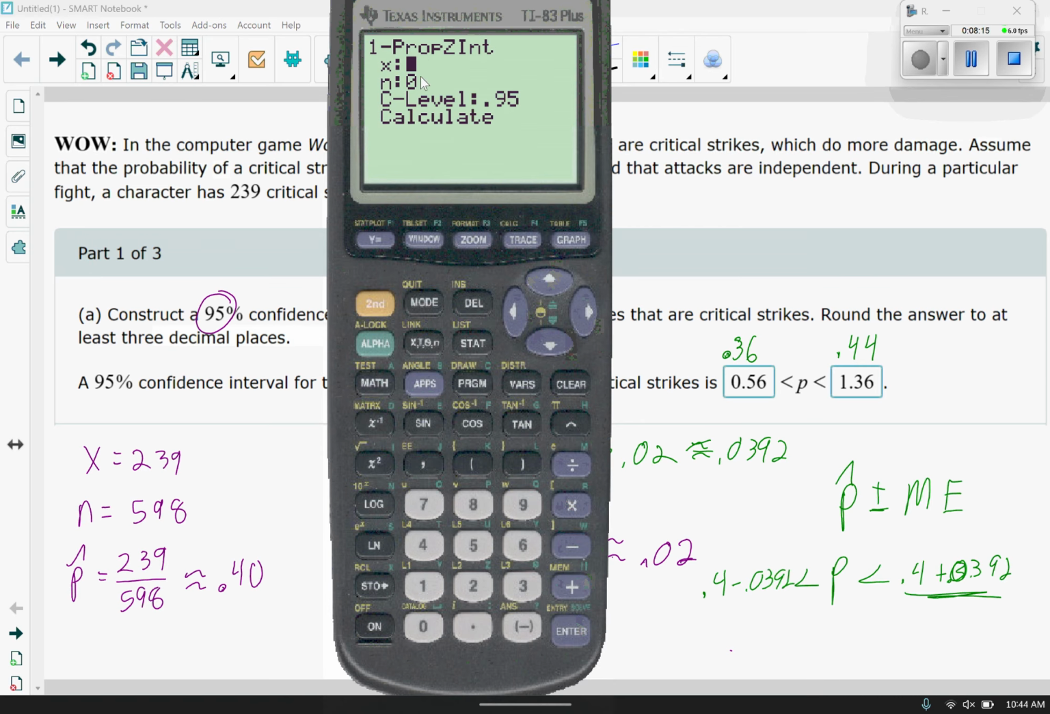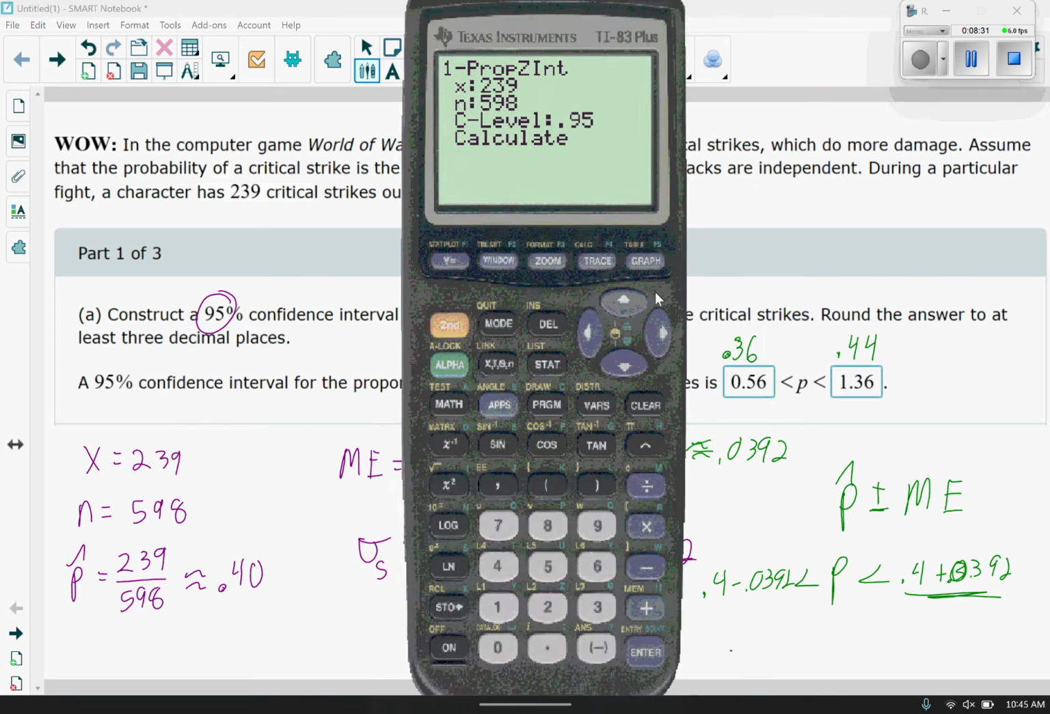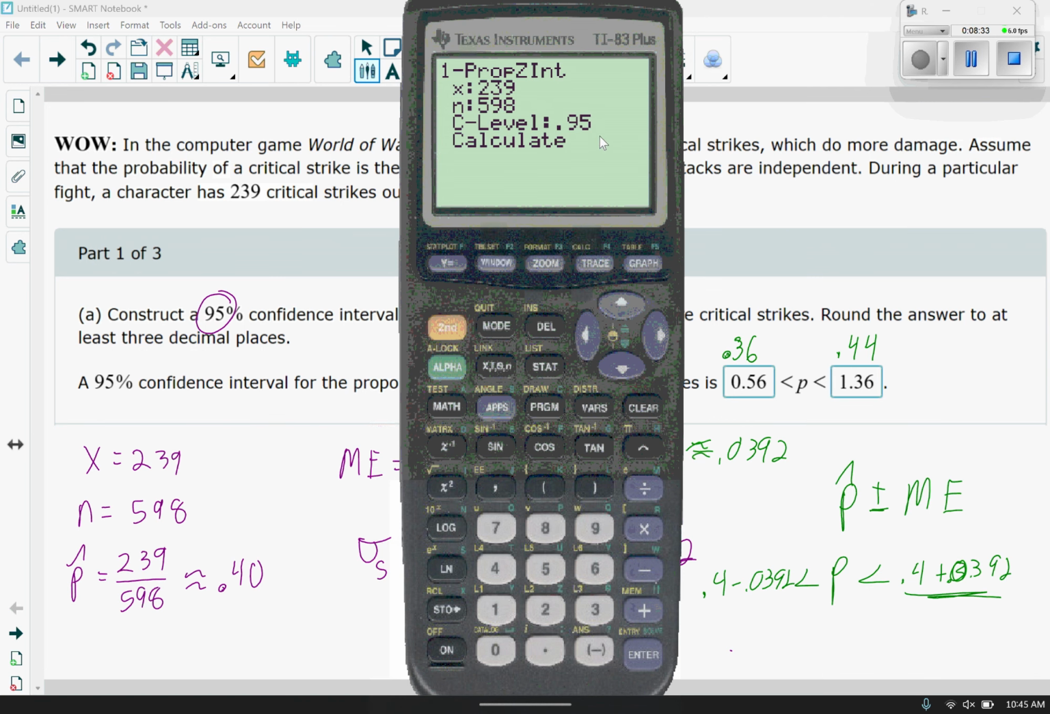And so there's really not much you have to put in here. You just put in what x was, which was 239. Then we put in the number of observations, which was 598. And then your confidence level defaults to 0.95, which is a 95% confidence level. In case it differs, you may have to change that, but it's what we want for this particular example. And then we just go to calculate, and there it is. And so you can see that if you round to 2 decimal places, it matches what we have right here, right?